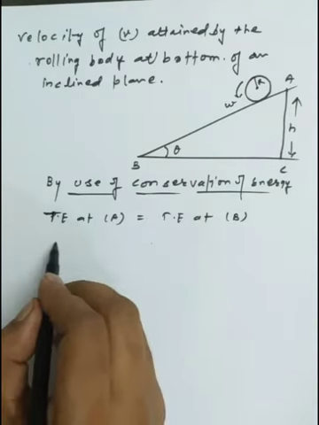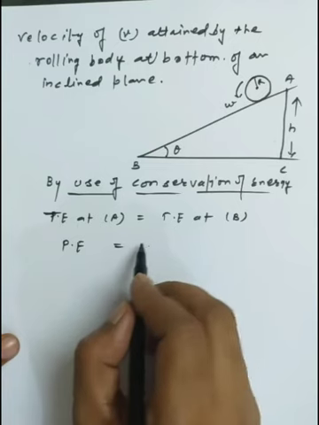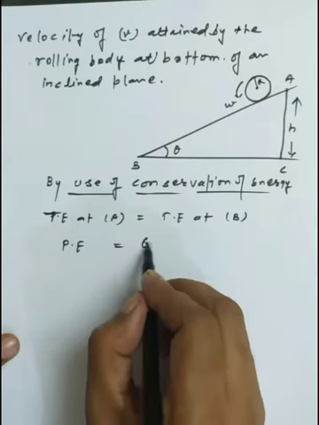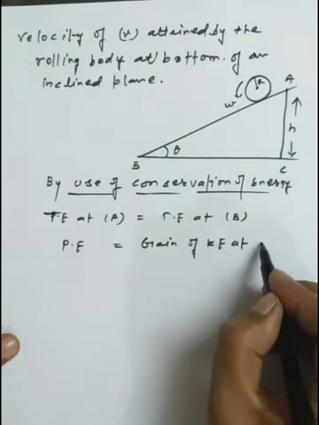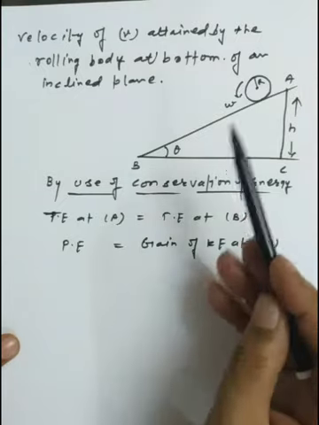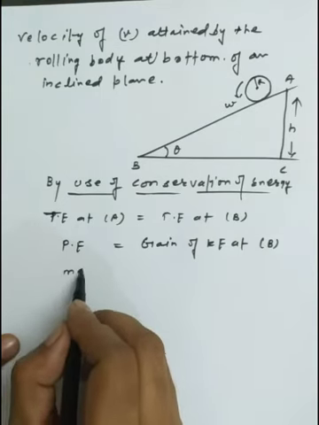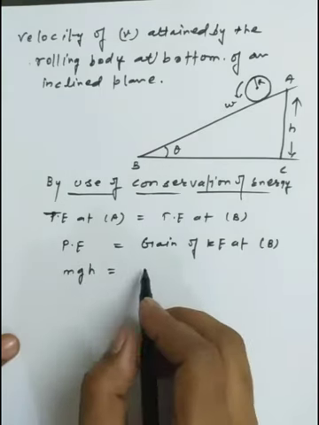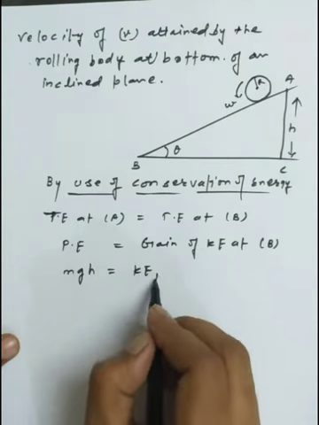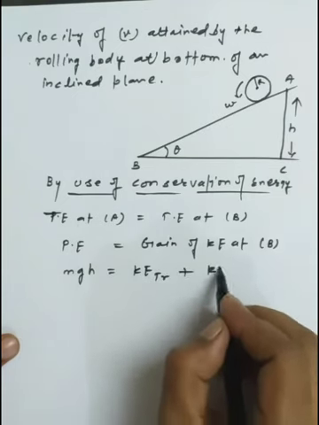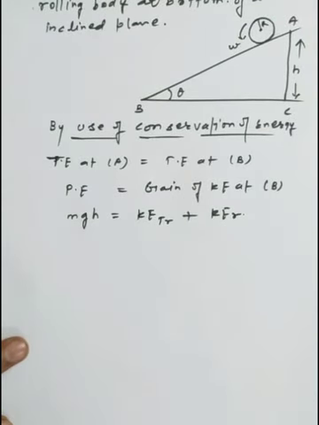Now at A we have the total energy in the part of the potential energy. So we write the potential energy equal to the gain of kinetic energy at B, and definitely the body is making translation as well as rotational motion, so it has two types of energy, and mgh at point A. So the two types of kinetic energy are there, the kinetic energy of translation and the kinetic energy of rotation. I am writing both formulas here for consideration.